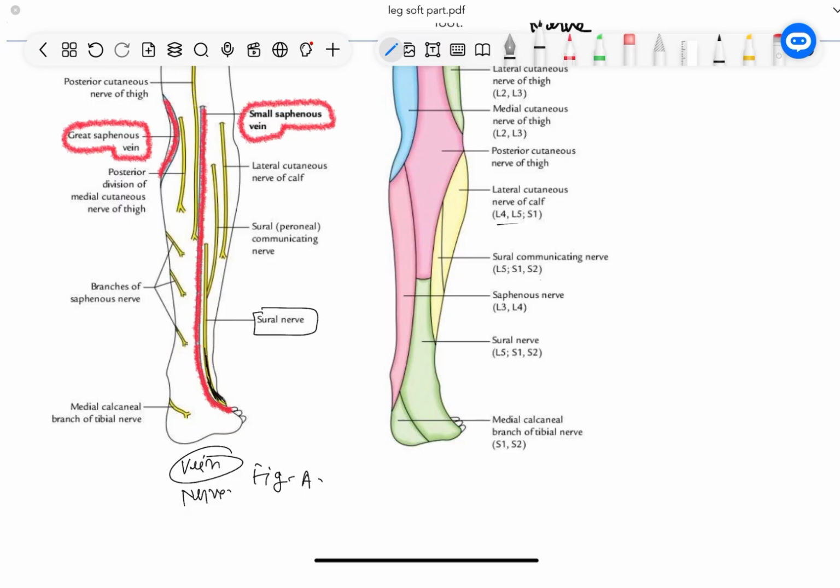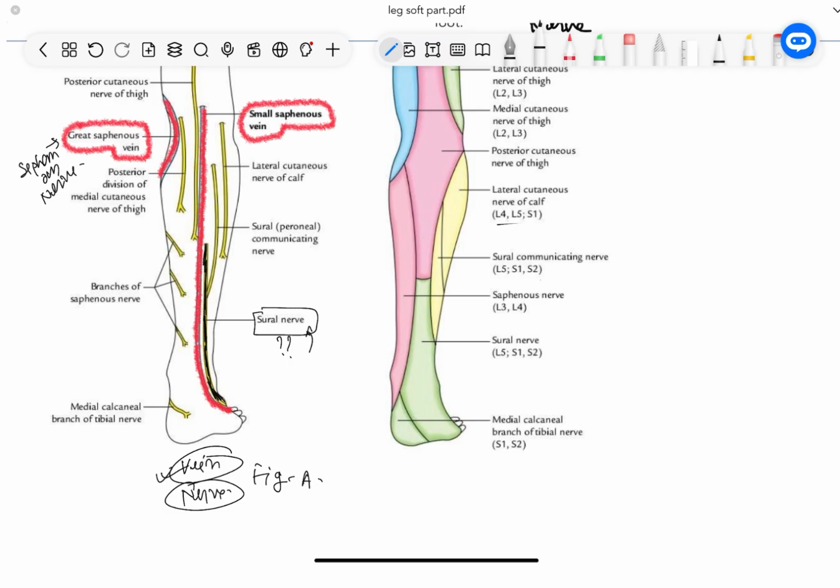You can see it accompanies this vein. This is called the sural nerve. On the anterior aspect also, we saw the great saphenous vein accompanies a nerve. What is the name of that nerve? Saphenous nerve. Not only the purely anterior aspect, toward the medial aspect of the leg, it will be accompanying. That's all about the vein-related information.